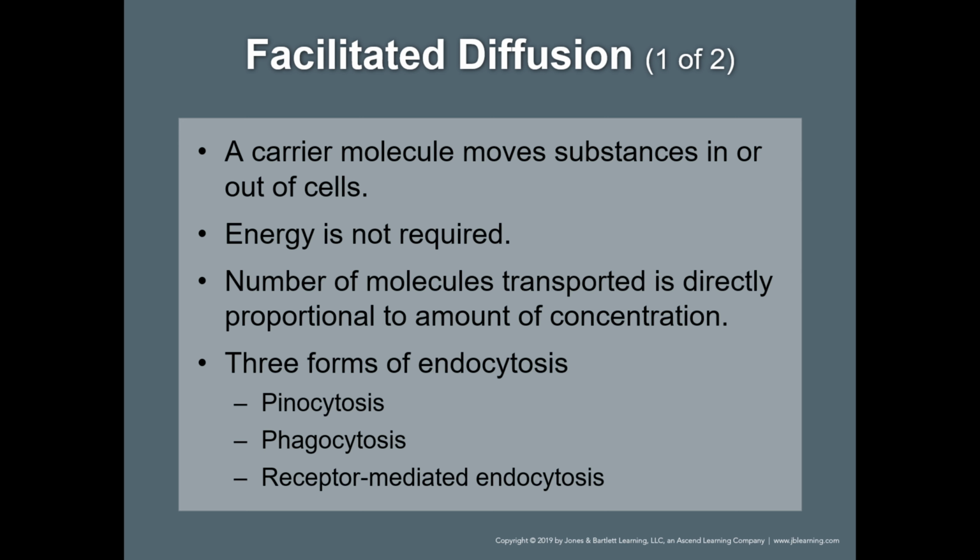Then we talk about endocytosis. All right, and there are three forms of endocytosis: pinocytosis, phagocytosis, and receptor-mediated endocytosis.